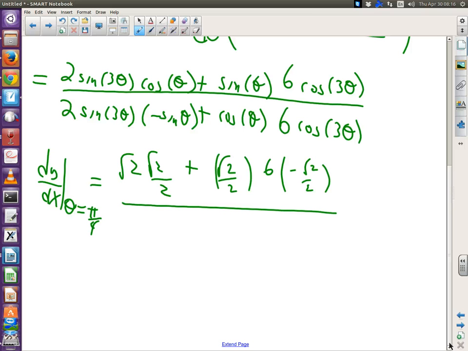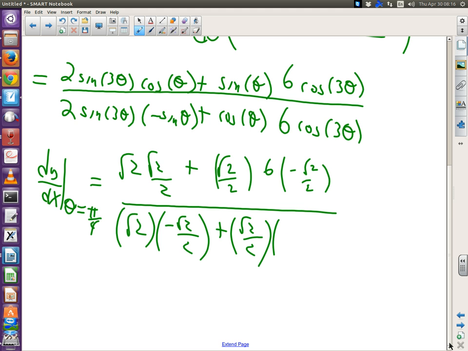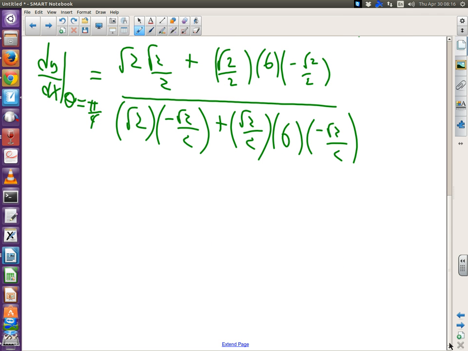Anyway, so what's the sine of 3 pi over 4? It's rad 2 over 2 times 2, which is rad 2. What's the sine of pi over 4? Rad 2 over 2, but I want it to be negative now. Okay. What's the cosine of pi over 4? Rad 2 over 2 times 6. And what's the cosine of 3 pi over 4? Isn't that the same thing? Negative rad 2 over 2. Holy God, what a mess.